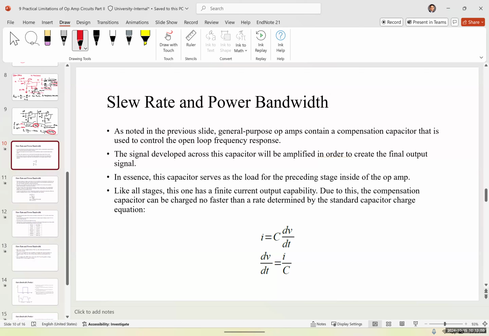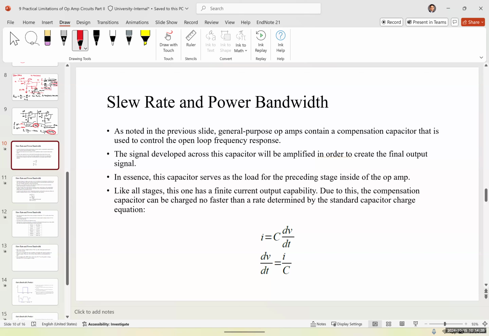Slew rate and power bandwidth. As we noted in the previous slides, these op amps have a compensation capacitor, which is used to control the open loop frequency. We can shift the lower cutoff frequency. And the signal developed across the capacitor will be amplified in order to create the final output signal.